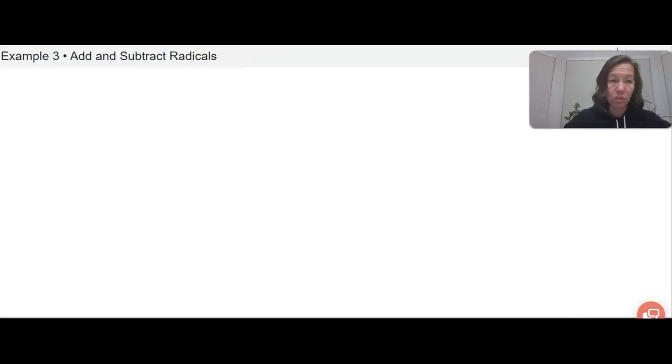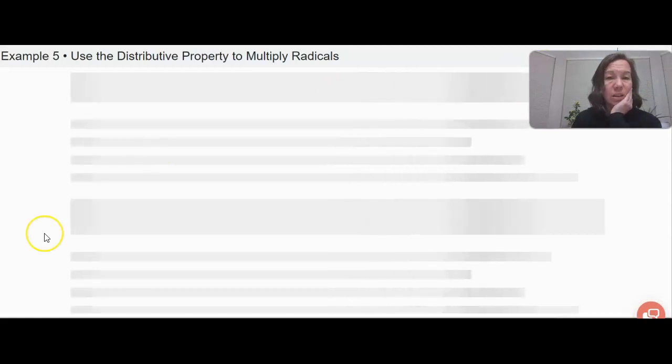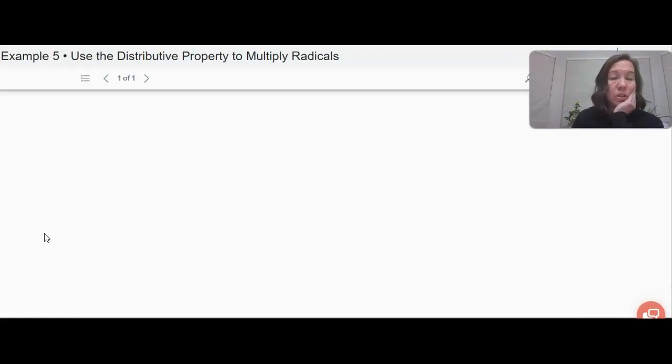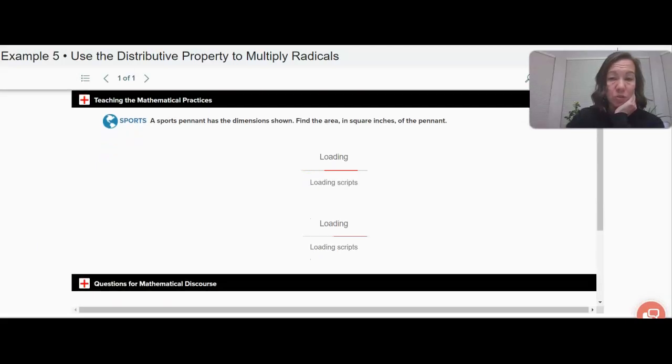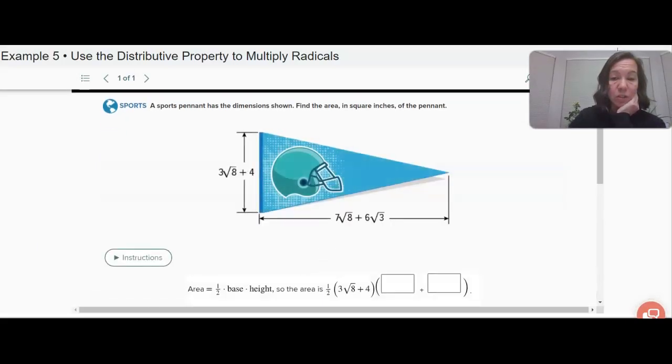Let's just look at this one really quick together on here, and we'll set it up, and then I'll solve it, and then we'll stop there. We won't finish this whole section today. It's kind of a lot. So example 5 here, a sports pennant has the dimensions shown. Find the area in square inches of the pennant. So this is a triangle. Area of a triangle is half the base times the height. So the area would be half of the base, which is this distance, times the height.